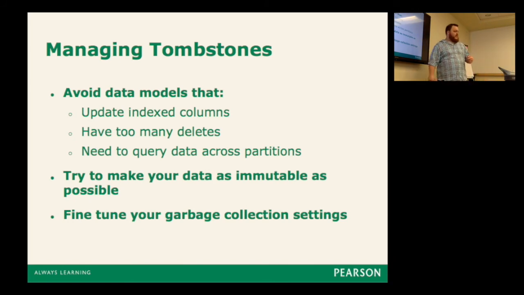If you're only hitting one partition, your tombstone number only matters to that one partition. If you're going against all partitions, then you're suddenly checking every tombstone that Cassandra encounters trying to read your data. So if you limit to one partition, you probably won't have trouble with tombstones. Try to make your data as immutable as possible. If you're not changing your data, if you're just pushing it, setting it, forgetting it, you're not going to have tombstone problems. And then you can also fine-tune your garbage collection settings on a per column family basis.